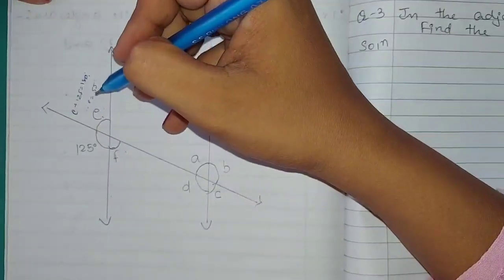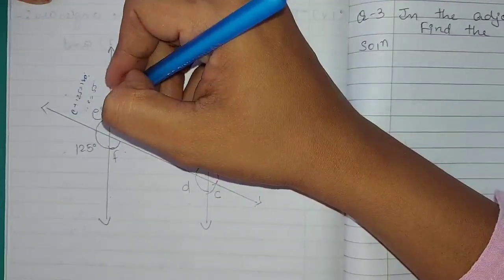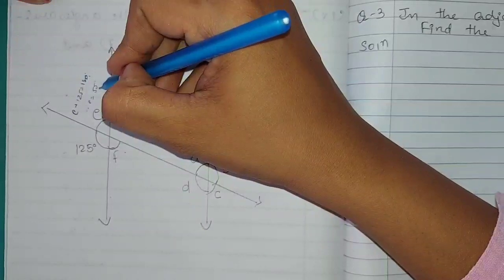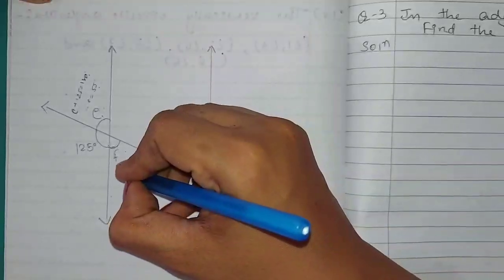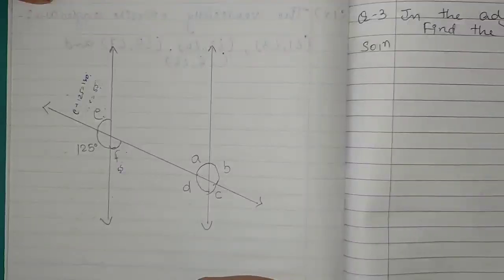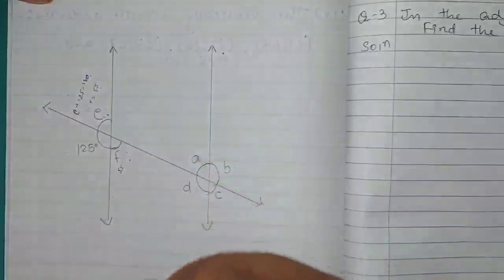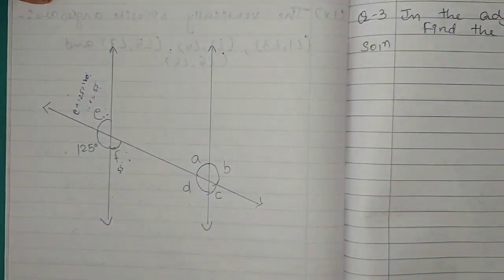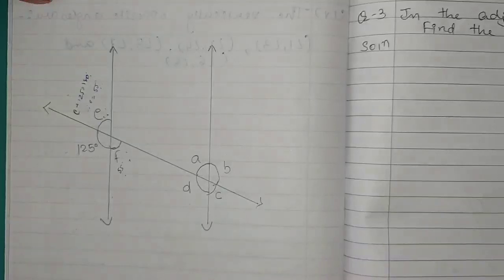Now we can find angle F also. By which property? Vertically opposite angles. So here we get angle E equals 55 degrees, so we will get F also equals 55 degrees. Why? Because angle E equals angle F in vertically opposite angles. Now we have to find all these unknown values. So how to find these unknown values?